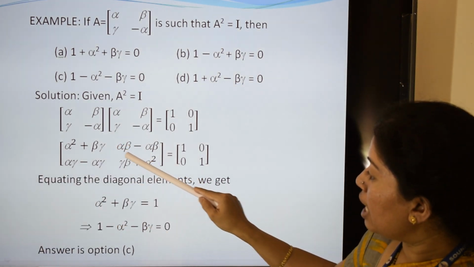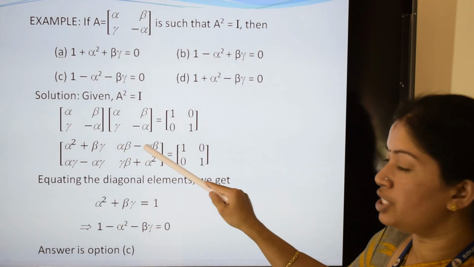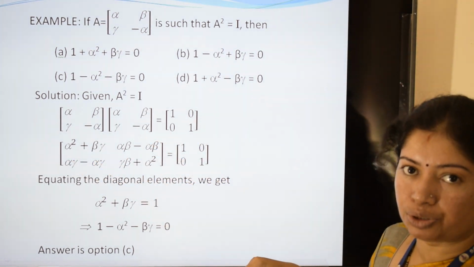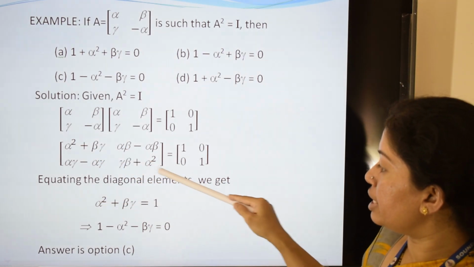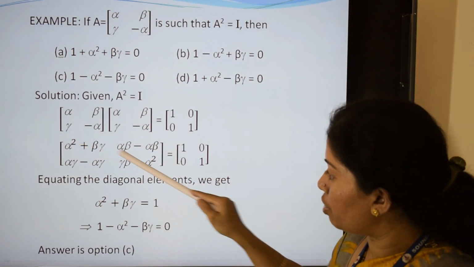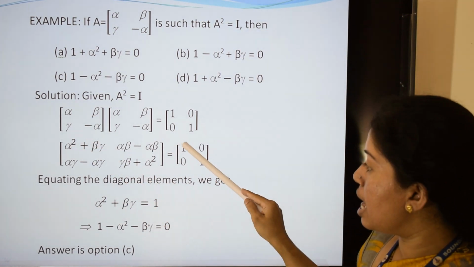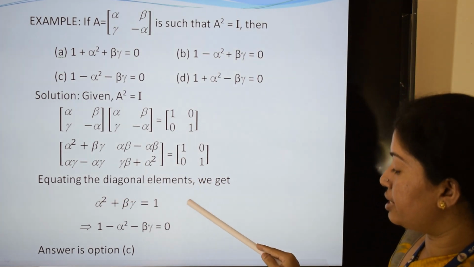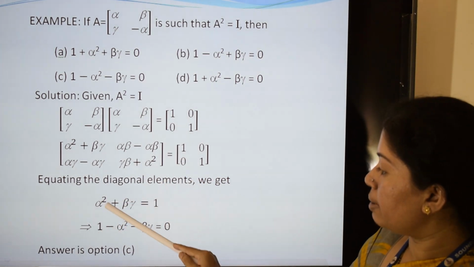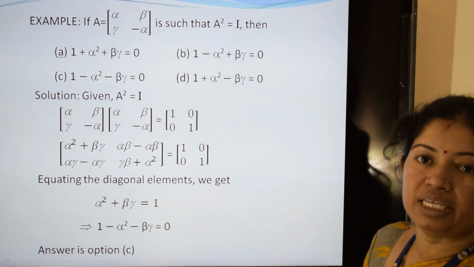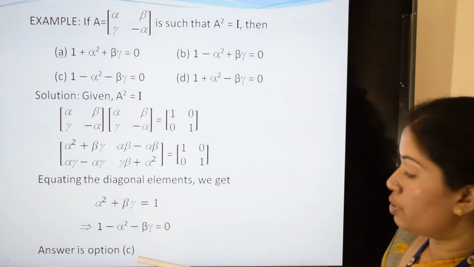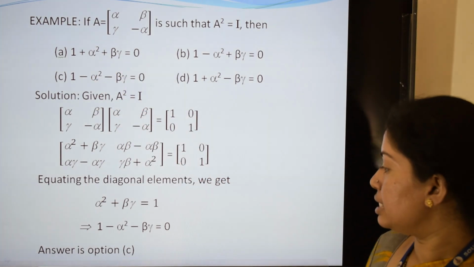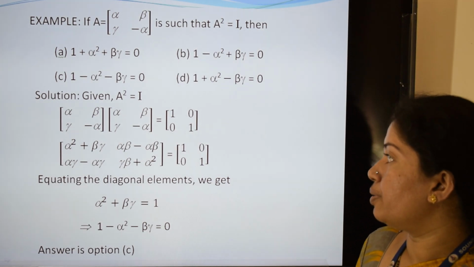So here alpha beta minus alpha beta will become 0 and alpha gamma minus alpha gamma, that also will become equal to 0. So now you equate these diagonal elements. In diagonal entries what you have? Alpha square plus beta gamma, that should be equal to 1. When you shift these two terms to the right side, it will become 1 minus alpha square minus beta gamma is equal to 0. So which option is correct? Option C. 1 minus alpha square minus beta gamma is equal to 0.